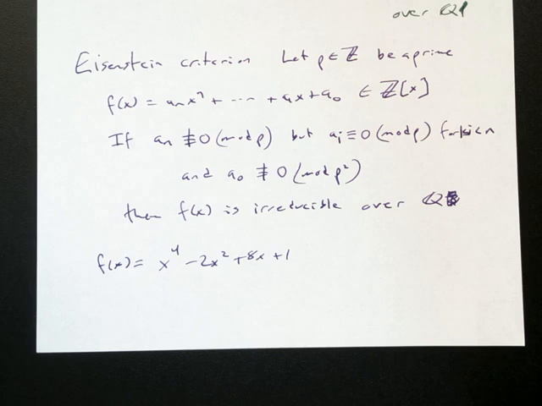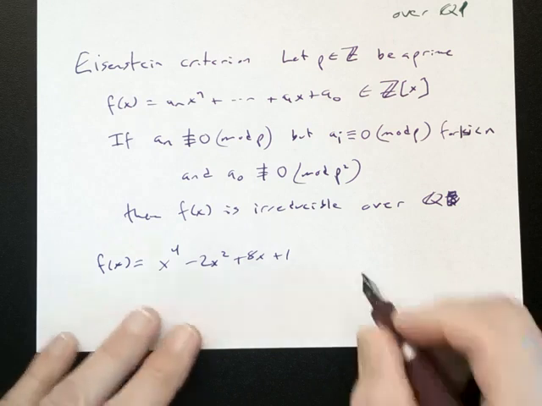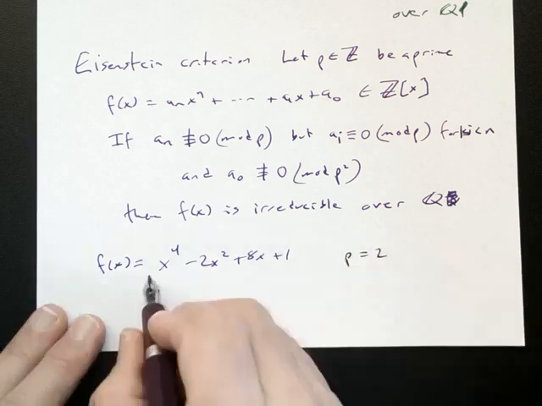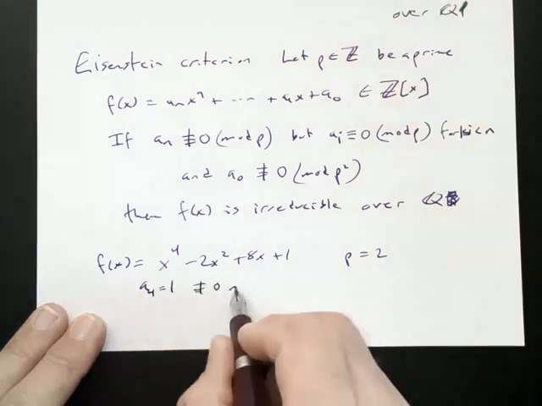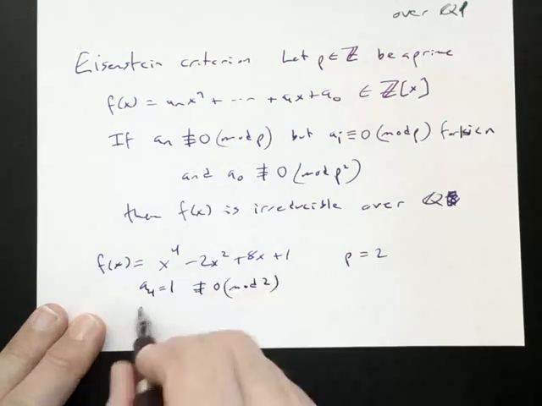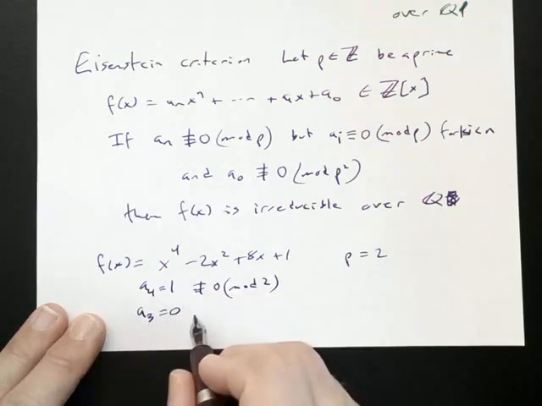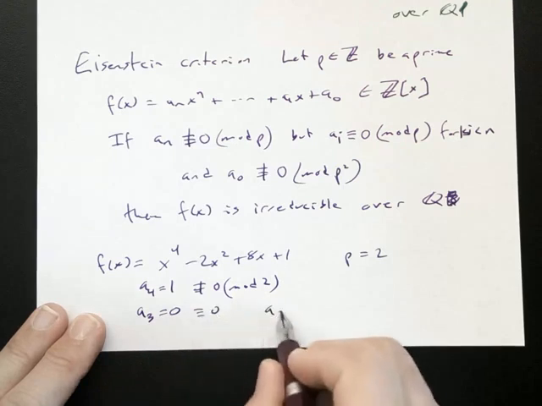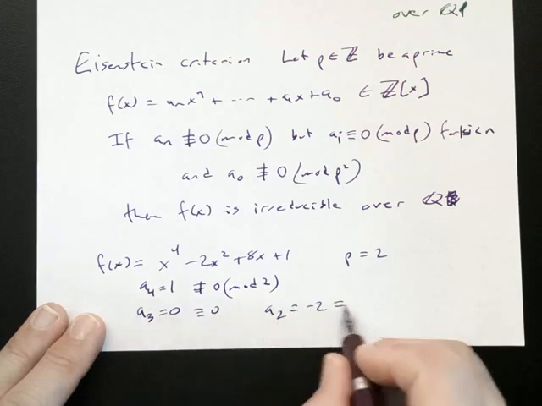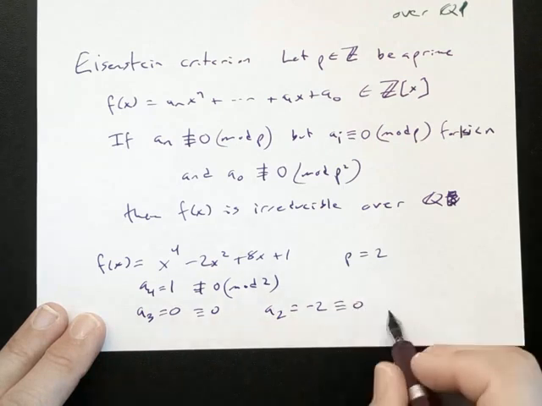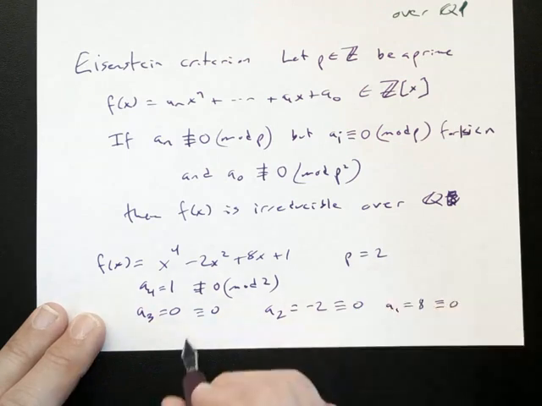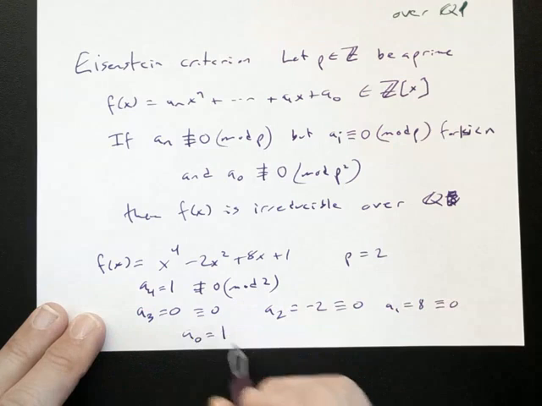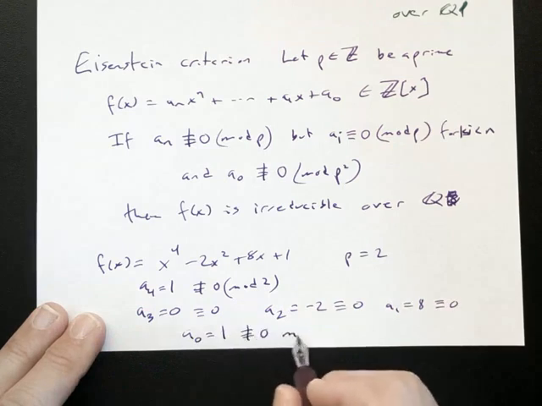Pick a prime number. I'll make it easy. Let's use 2. p equals 2. a4 is 1. That's definitely not congruent to 0 mod 2. a3 is 0. That's congruent to 0. a2 is negative 2. That's congruent to 0. a1 is 8. That's congruent to 0, all mod 2. And a0 is 1, which is definitely not congruent to 0, but not mod 2. We're looking mod 4.